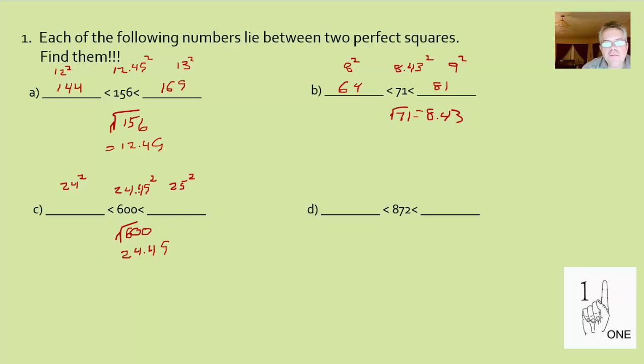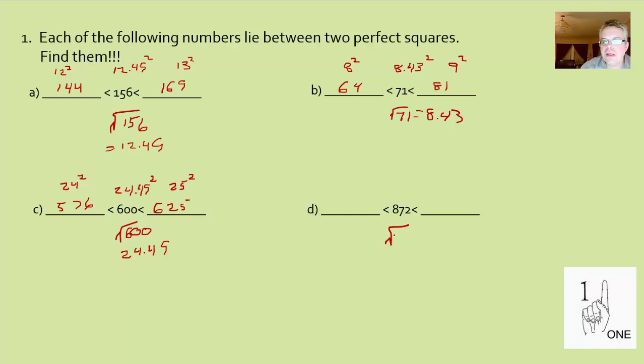So 24.49 squared is 600. 24 squared is a little bit under that. I don't know that one. Let me see. 24 squared is 576. Then the perfect square that's above 600 is 25 squared. That one I know, it's 625. So 24.49 squared, which is 600, is in between 24 squared and 25 squared.